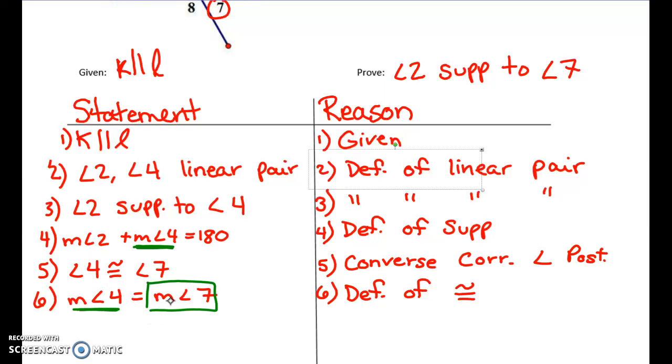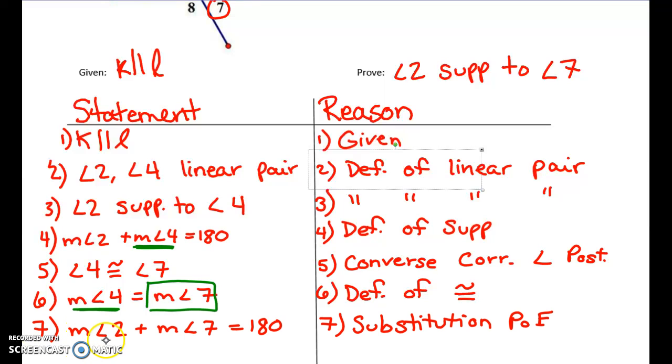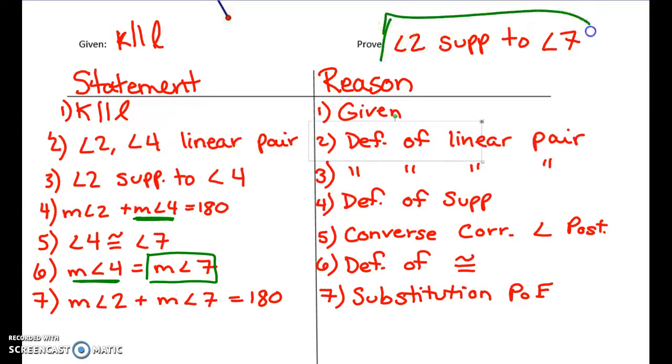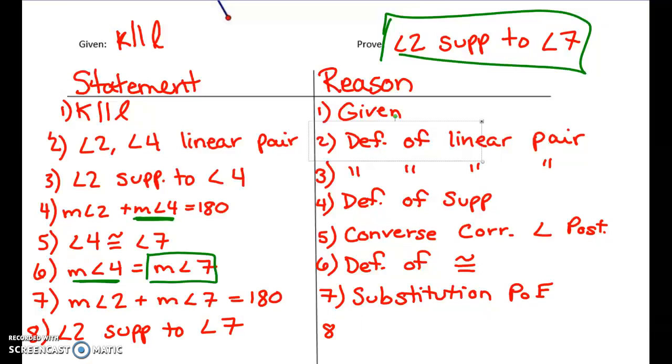So I'm now able to make a really wonderful substitution step here in line 7. So now I can write that measure of angle 2 plus measure of angle 7 equals 180 by the substitution property of equality. And remember, we're trying to prove that angle 2 is supplementary to angle 7. Well, I'm right there. If two things add to 180, then we're able to say that angle 2 is supplementary to angle 7 by the definition of supplementary, because that is what it means to be supplementary. And at that point, we now have reproduced the exact proof statement, so we are done with that proof.